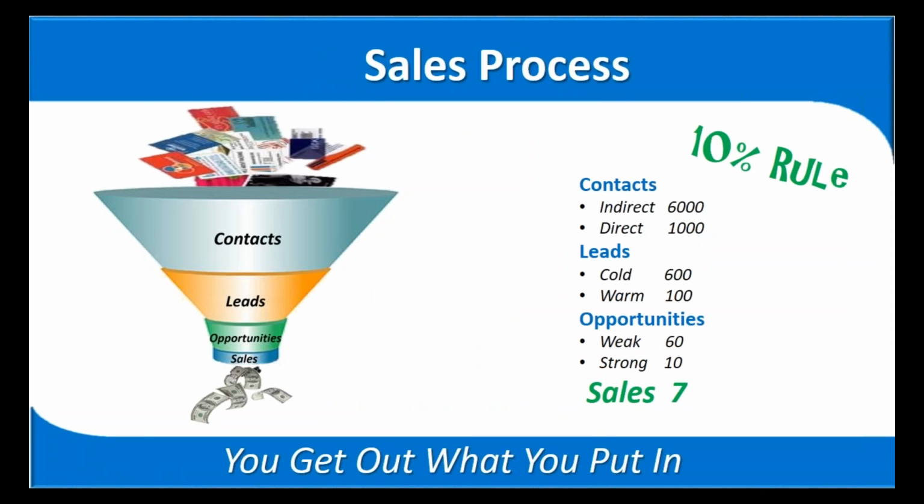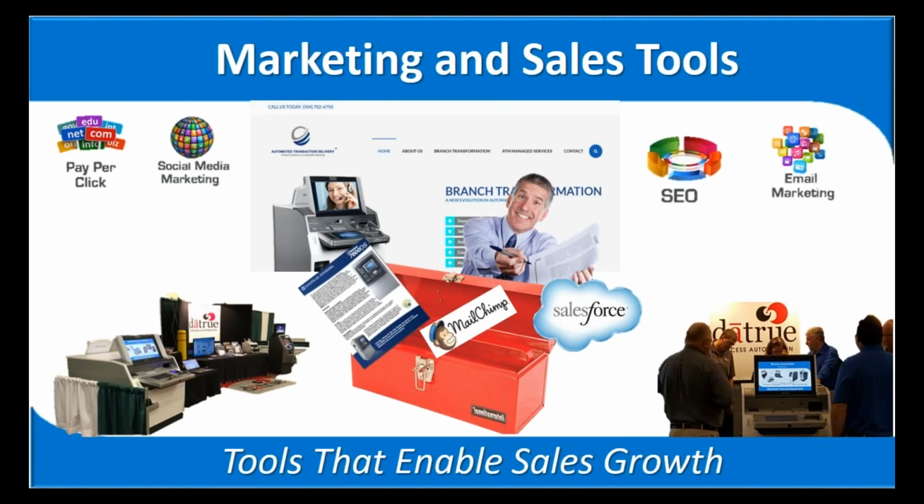Just real quick, we're going to look at the sales process in general. You're taking a ton of contacts, turning them into leads and opportunities, and out the bottom fall some sales. In sales in general, it's a 10% rule. About 10% of each stage you go through, you'll end up with 10% of that in the next stage. So if you put in 1,000 direct contacts, you're going to end up with about 100 warm leads, which will turn into about 10 opportunities, and it'll usually end up with sales somewhere in the 5 to 7 range. You've got to put a lot in to get a lot out of it, but it does work if you follow the process.